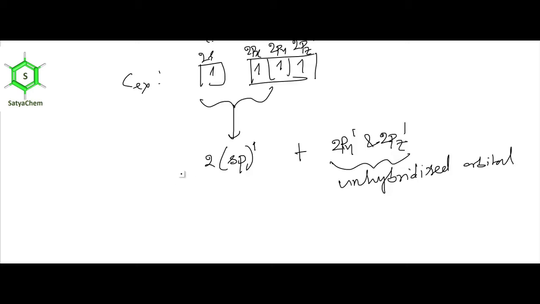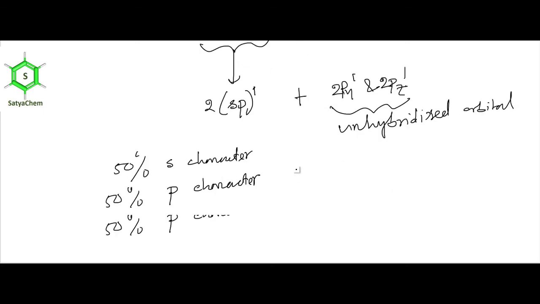Each hybridized orbital has one part s and one part p, so an sp hybridized orbital has 50% s character and 50% p character. Here I have chosen 2s and 2px, but you can choose 2s and 2py or 2pz.